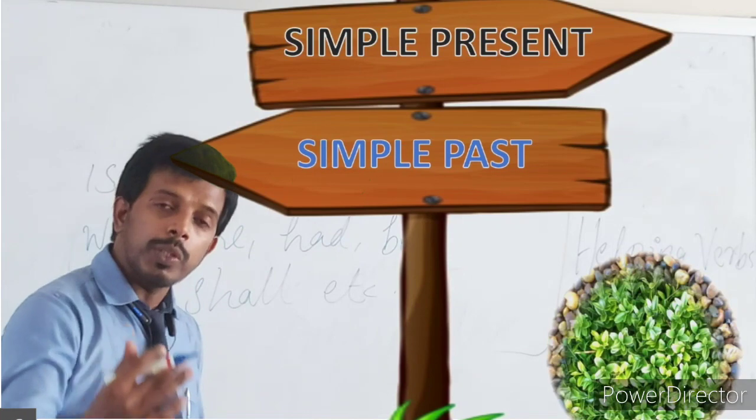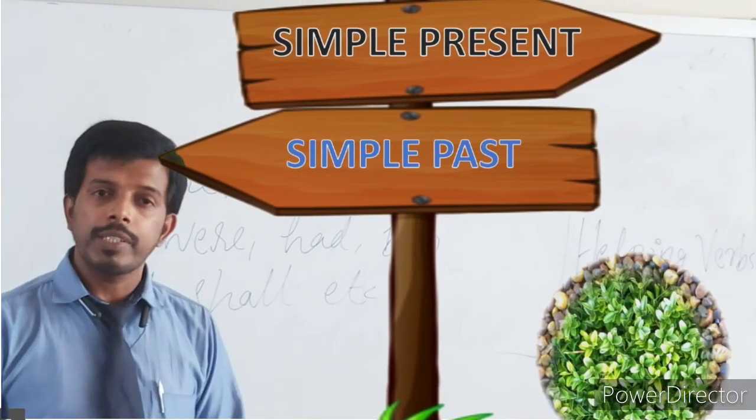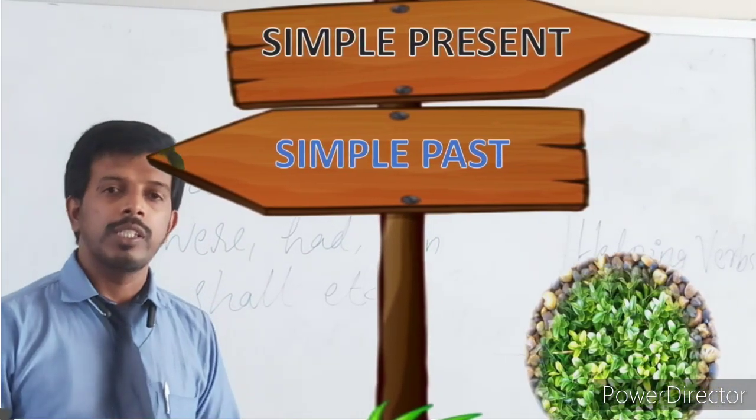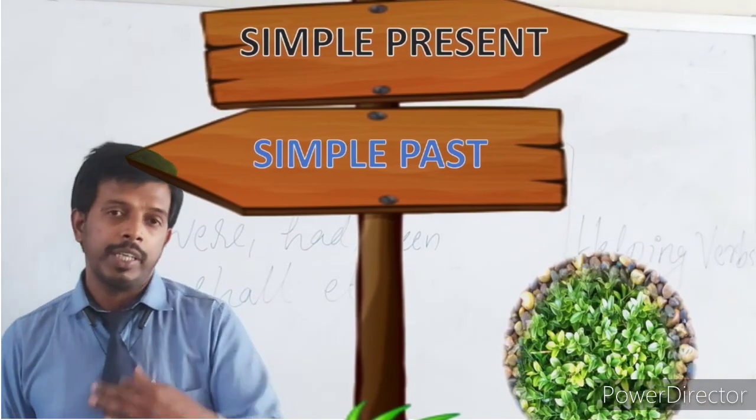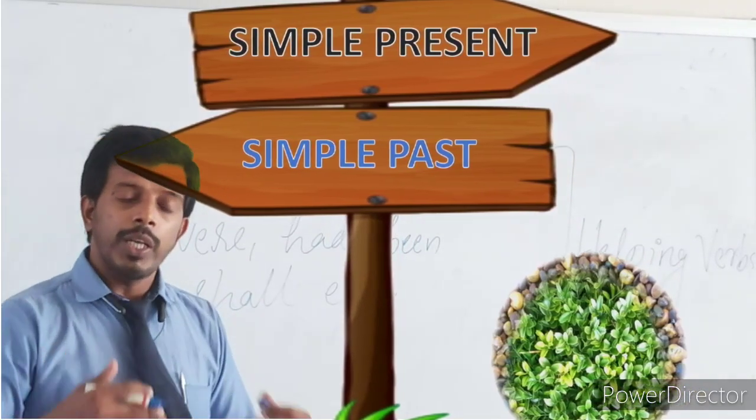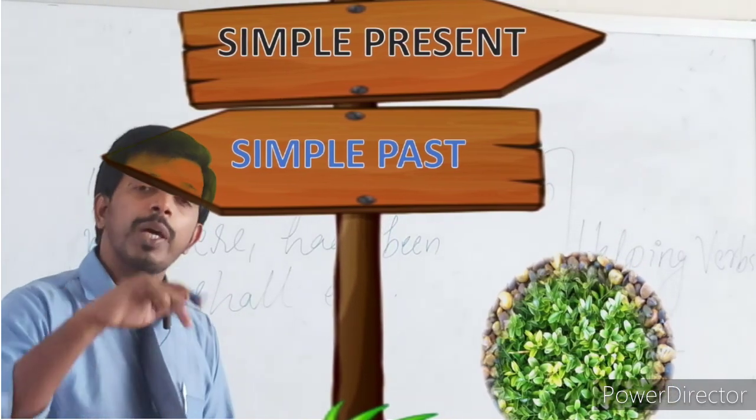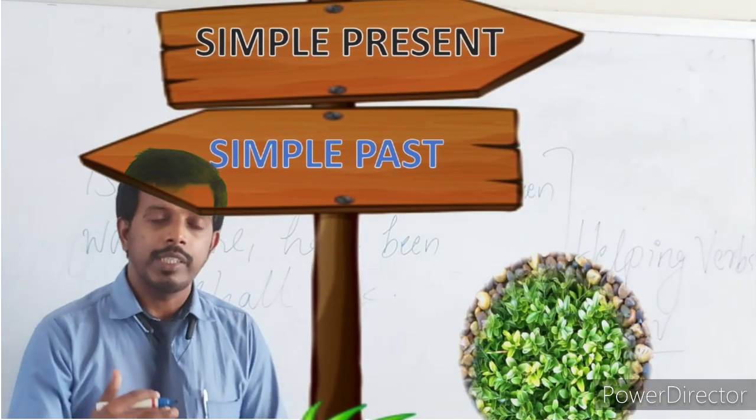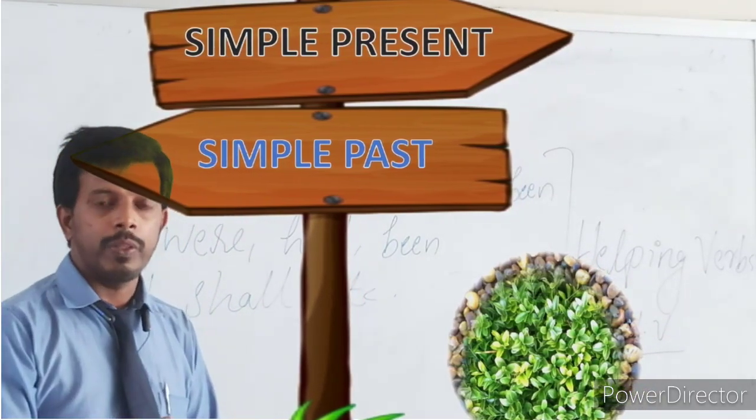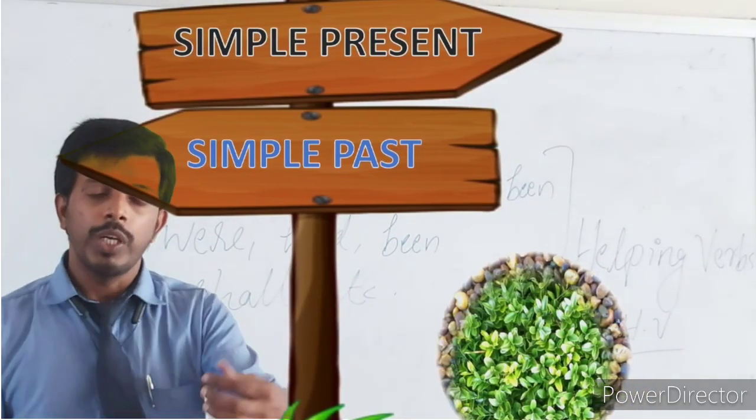But there are two tenses, namely simple present and simple past, which do not have any direct helping verbs given there. So now let us see how we are going to form the negative and interrogatives for these two tenses particularly. That is what we are going to see through the next.